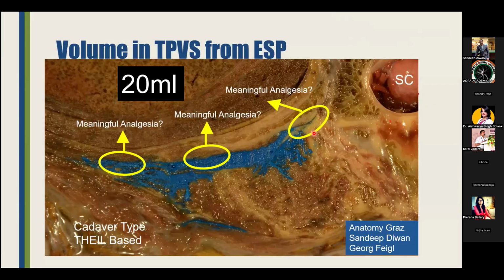Now, if you see this amount of dye, suppose this is a local anesthetic drug, will it produce a meaningful analgesia? That is what we want. While this one and this spread, how important is it in producing a meaningful analgesia in the post-operative period? That's the big question here.